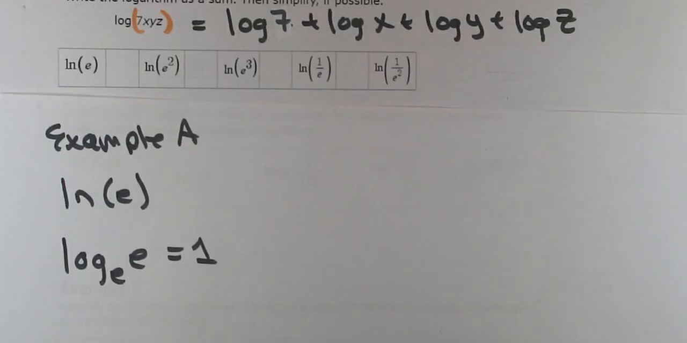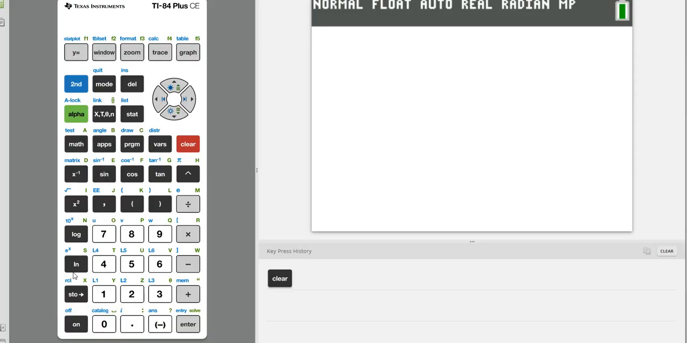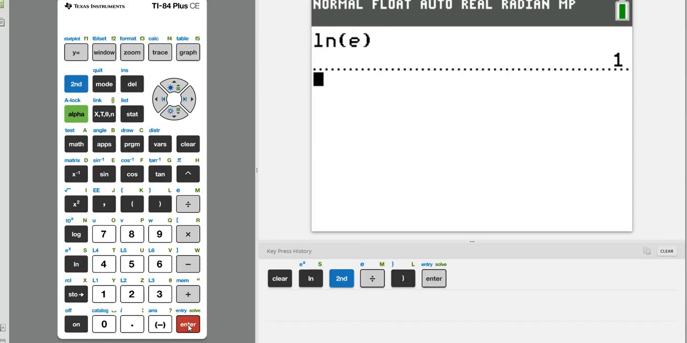Let's take a look at it on our calculator. So on our calculator, it would look like this. You could do ln of e. Now as a reminder, e is right above the division sign. So you hit the second key, then the division sign. ln of e should give you a 1. Great.